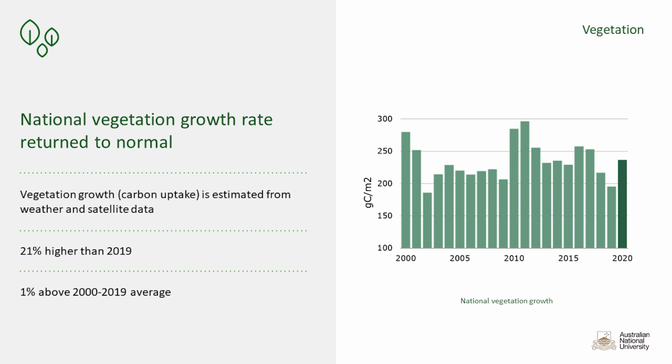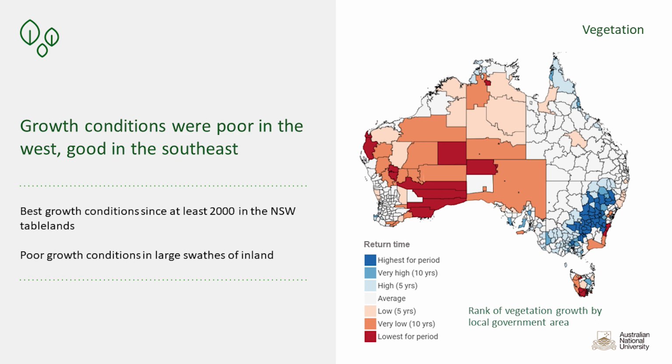Nationally, vegetation growth rate returned to close to normal. Vegetation growth or carbon uptake is estimated from weather and satellite data. It was 21% higher than the previous year and 1% above the 20-year average. Growth conditions were poor in the west but very good in the southeast. They were the best growth conditions since at least 2000 in New South Wales tablelands, and that has helped drive the mouse plague that has been in the news recently. On the other hand, there have been poor growth conditions in large swathes of the inland.